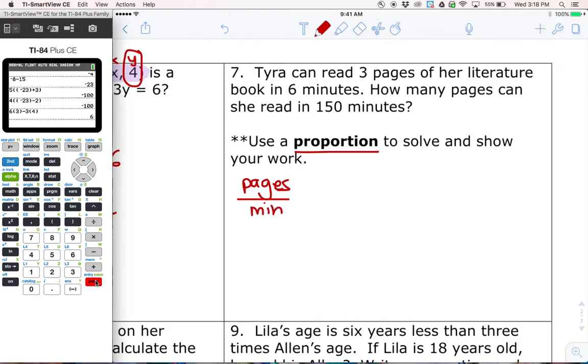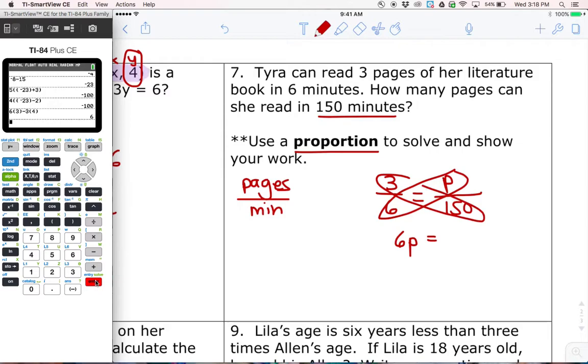So Tyra, we know, can read 3 pages in 6 minutes. So how many pages can she read? Which means we don't know pages in 150 minutes. 150 minutes goes on the bottom. Once you get it set up, hopefully we can solve this real easily. We're going to cross multiply. We're going to get 6p is equal to 3 times 150, which is 450. Go ahead and divide by 6. And we get p is equal to 450 divided by 6. P is equal to 75, right? So 75 pages.